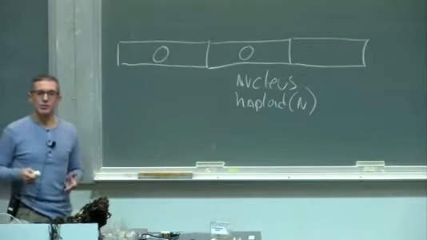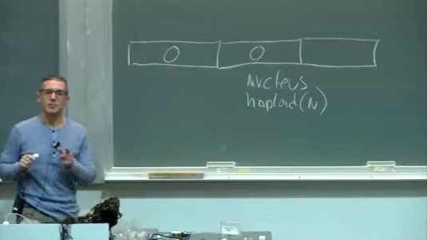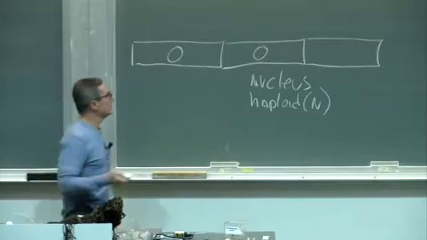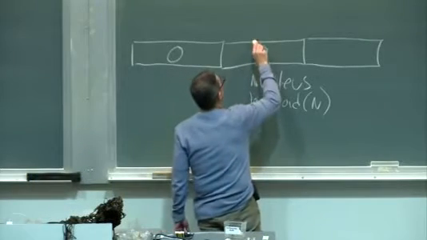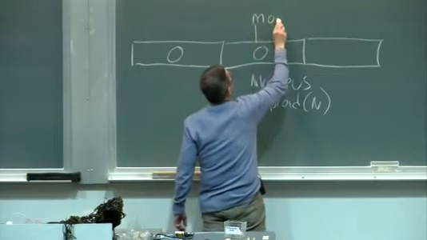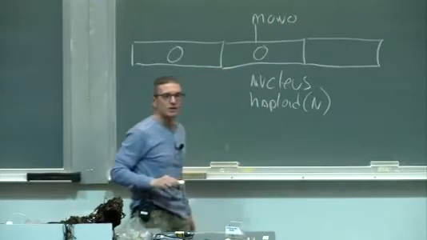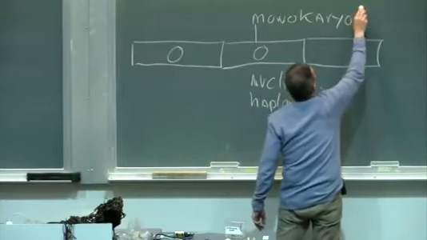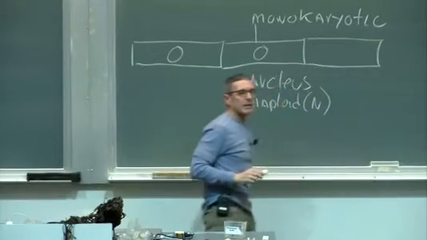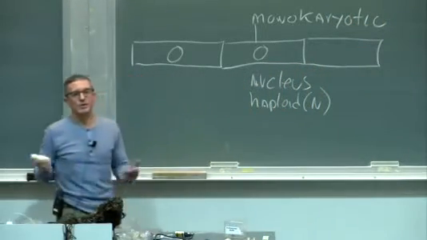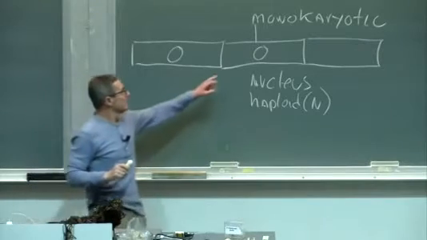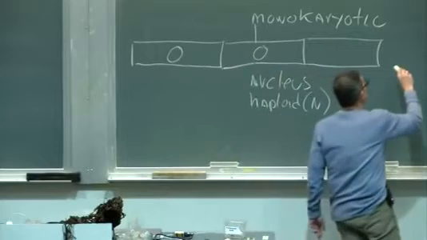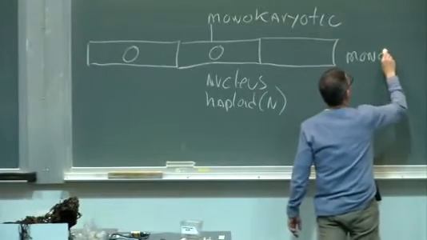Because there is one nucleus per cell, we give this a name, and you'll see why we're going to give it a name in a moment. We say that this particular hyphae is mono, because of the single nucleus, karyotic. Monokaryotic. Karyotic is a term from the Greek, meaning nut, but in this case it applies to the nucleus. Or we can call this particular stage the monokaryon.